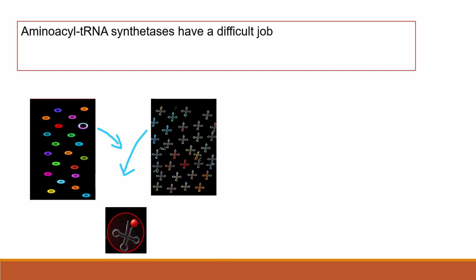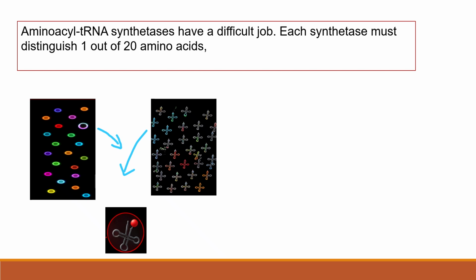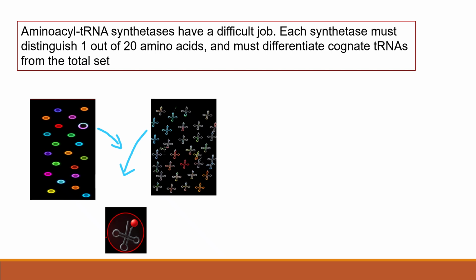Aminoacyl tRNA synthetases have a difficult job. Each enzyme distinguishes one out of 20 different amino acids, and they must differentiate cognate tRNAs from a total set of perhaps 100 in all. And while doing so, it must add the correct amino acid to its cognate tRNA.